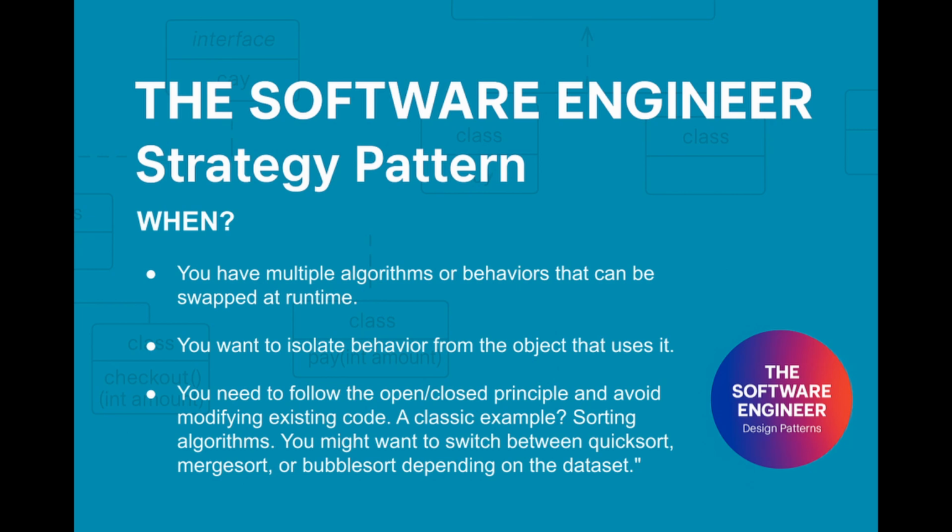Use the strategy pattern when you have multiple algorithms or behaviors that can be swapped at runtime. You want to isolate behavior from the object that uses it, or you need to follow the open-closed principle and avoid modifying existing code. A classic example would be sorting algorithms. You might want to switch between a quick sort, a merge sort, or a bubble sort, depending on your dataset.